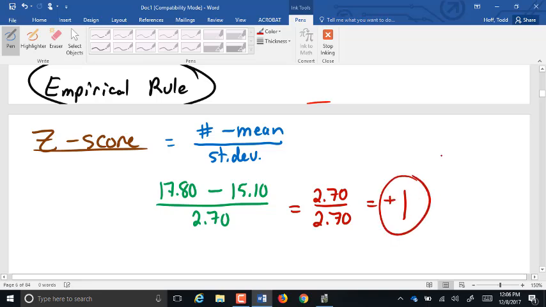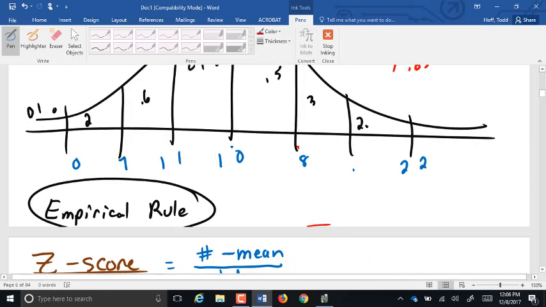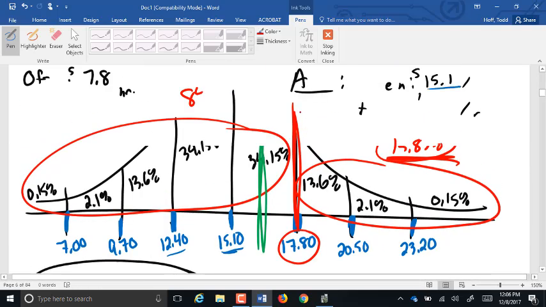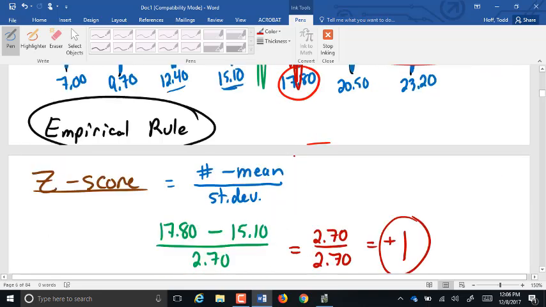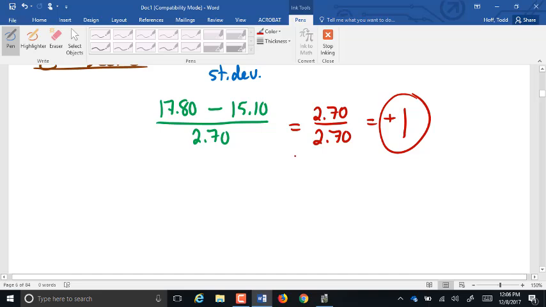That positive 1, the positive means that we're above the mean. 1 means that we're 1 standard deviation above the mean. If we look at the graph, that's exactly where we were, 1 standard deviation above the mean. What the z-score is most useful for is comparing.